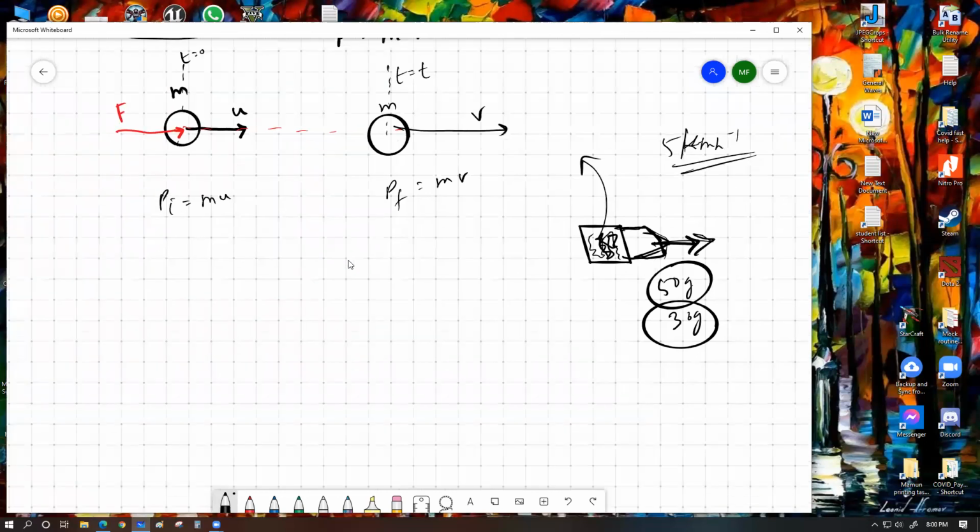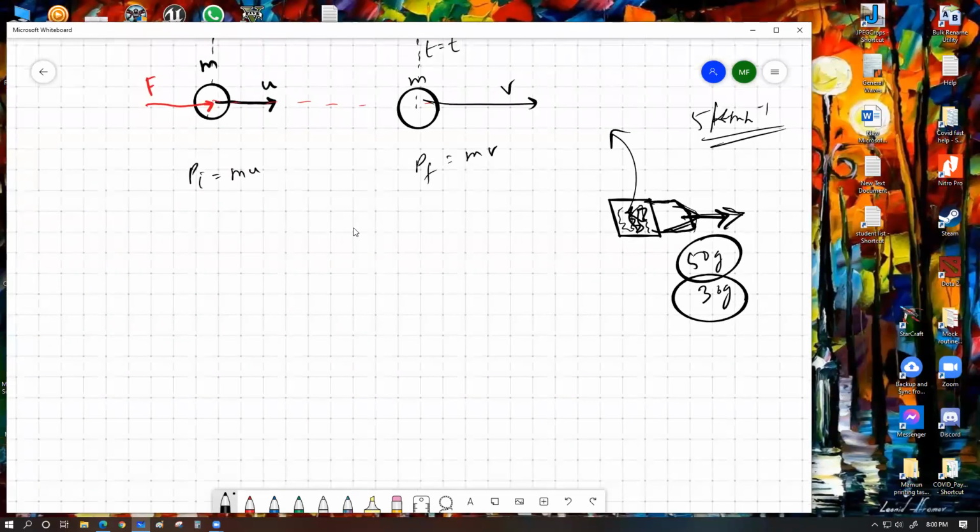What Isaac Newton told us in his second law of motion, he told us the rate of change of momentum on any object is directly proportional to the force applied onto it. So he said it like this: the rate of change of momentum, so change of momentum divided by time. This is basically rate of change of momentum. This is directly proportional to force. So that's what he said.